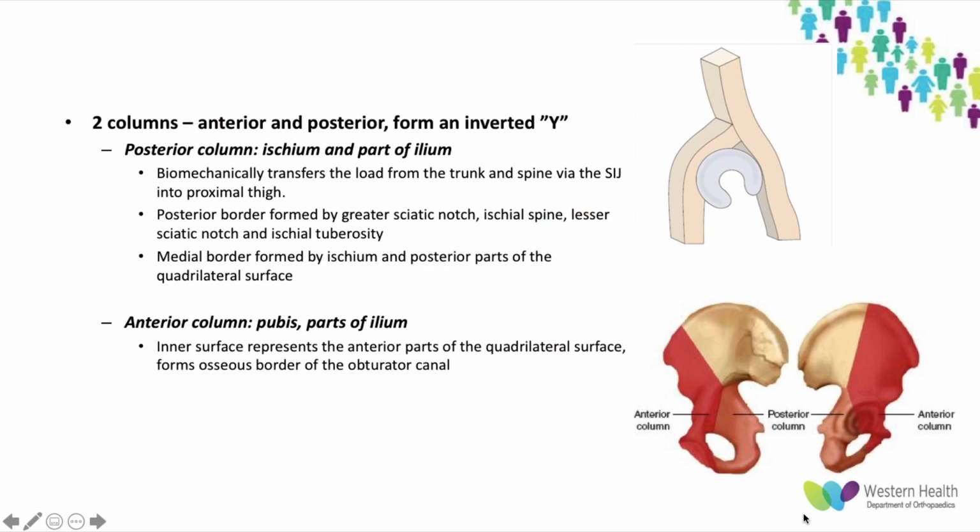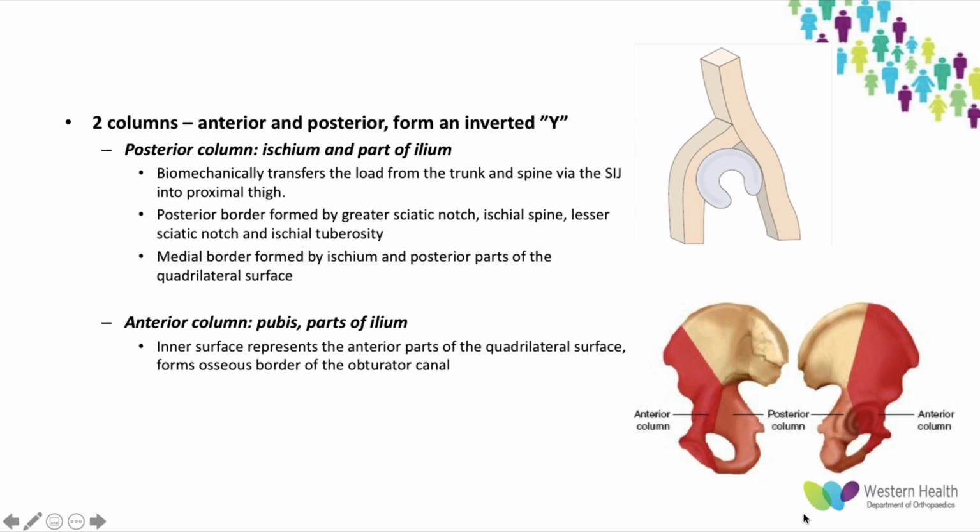There are two columns, the anterior and the posterior column, which form an inverted Y. The posterior column has the ischium and part of the ilium. This column biomechanically transfers your load from your trunk and your spine via the sacroiliac joint and into your proximal thigh. The posterior border is formed by the greater sciatic notch, the ischial spine, the lesser sciatic notch, and the ischial tuberosity. The medial border is formed by the ischium and the posterior parts of the quadrilateral surface.